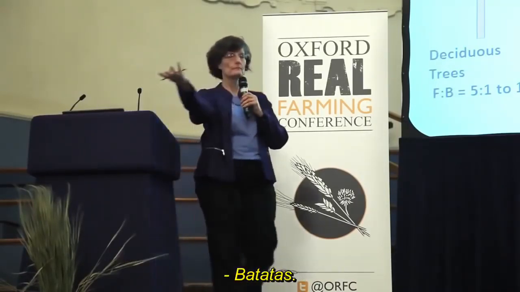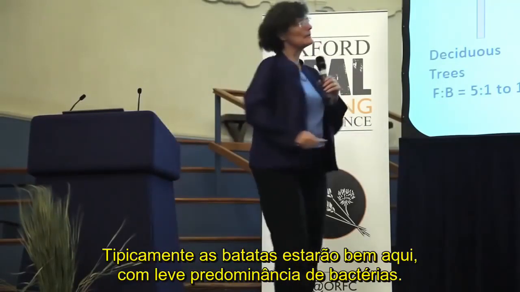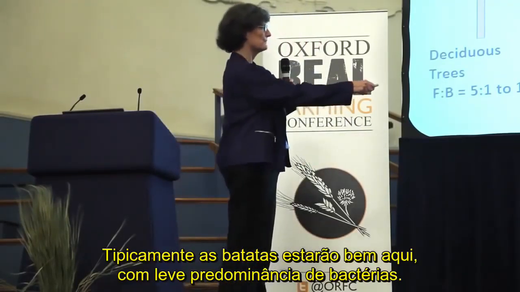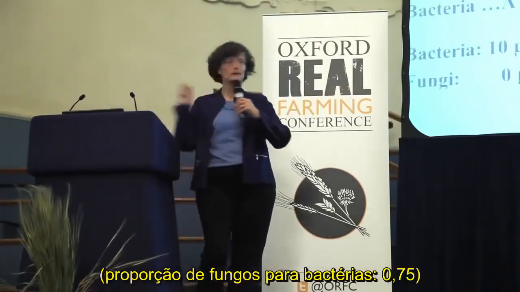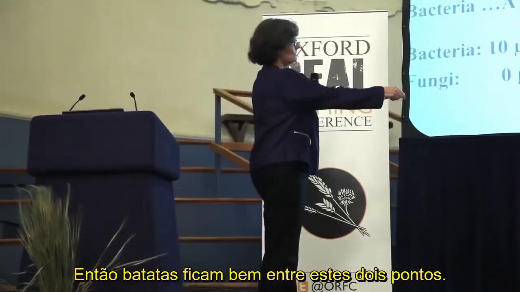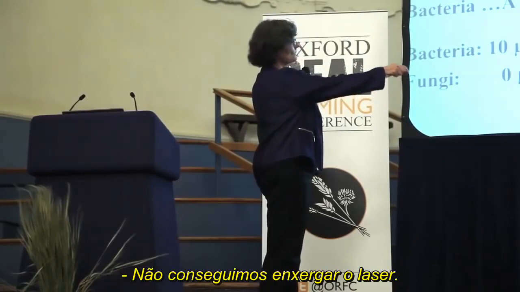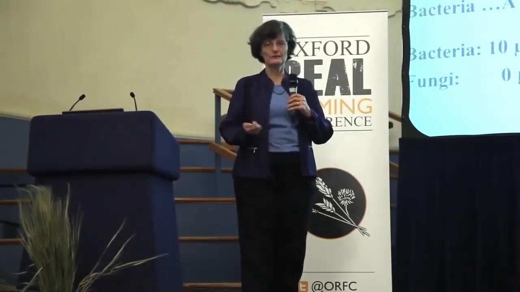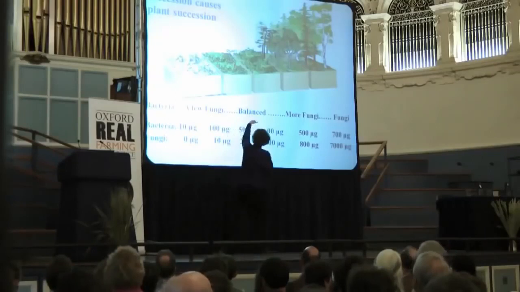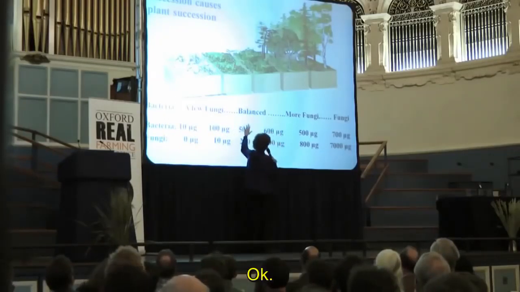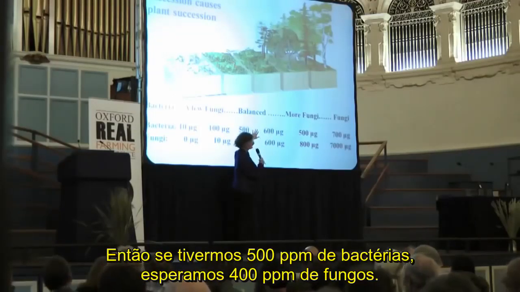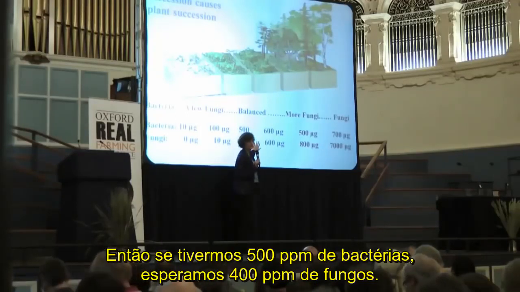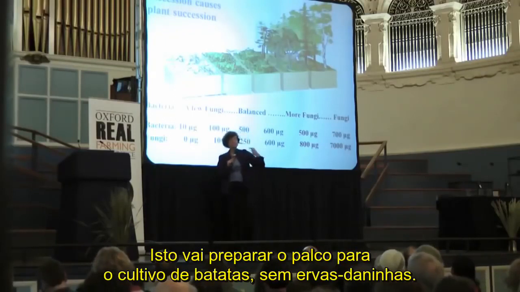How about another? Potatoes. So typically the potatoes are going to be right in here, slightly on the bacterial side. Let me go back. So our potatoes are right in between these two. Does that work better? Okay. So potatoes ought to be right in here. Our bacteria may be 500 parts per million, and then our fungi ought to be up around 400. And that's really going to set the stage to grow your potatoes.